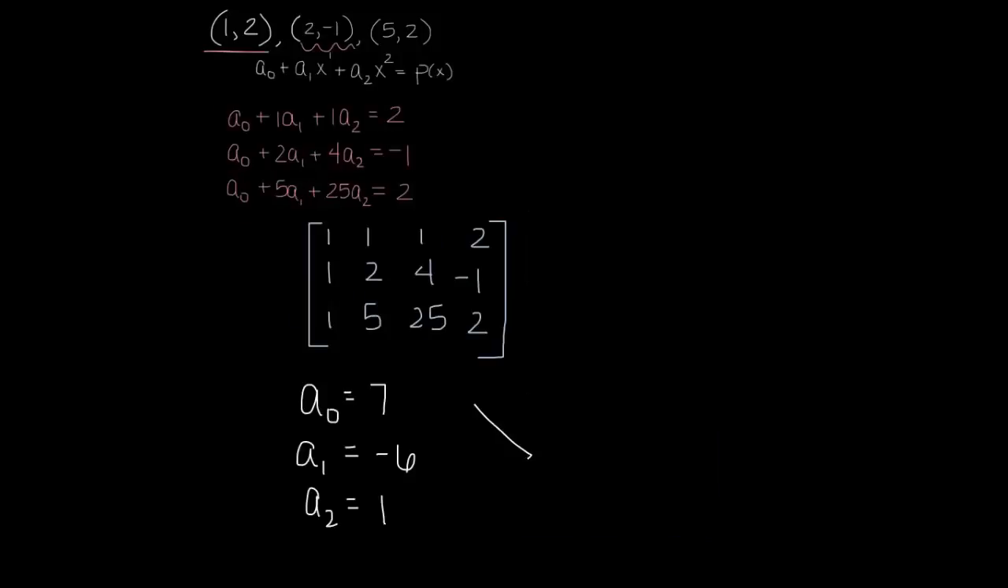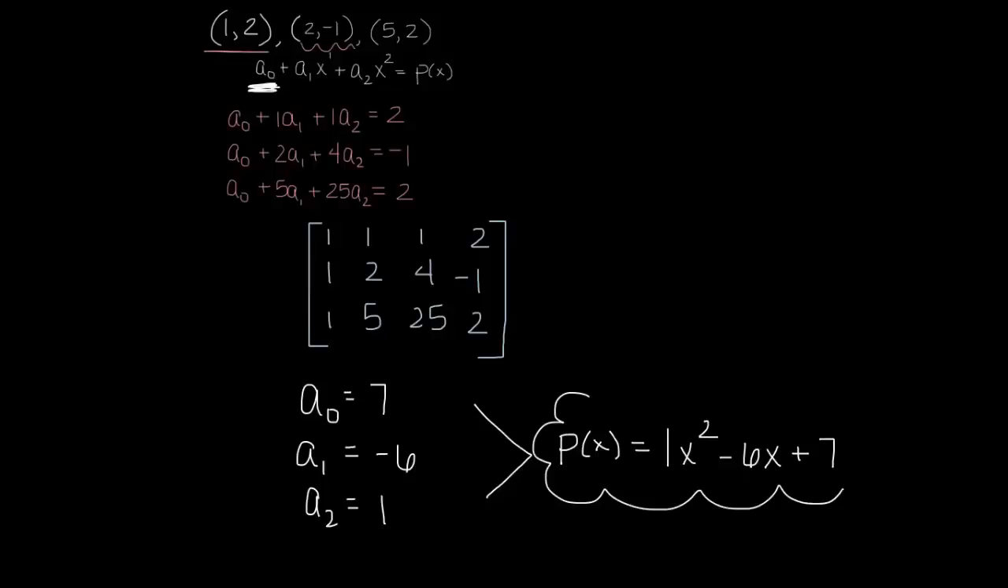And so what that looks like is my polynomial, and I'm going to write this in descending order, which is going to look a little bit different. So if you write it in descending order, you actually start with your a sub 2. So it would be 1x squared, and then my x is my a sub 1, so minus 6x. And then my a sub 0 is actually my constant, so that's a plus 7. And so here's the polynomial that should go through all of the points that I was given. And you can certainly check that, using your calculator.